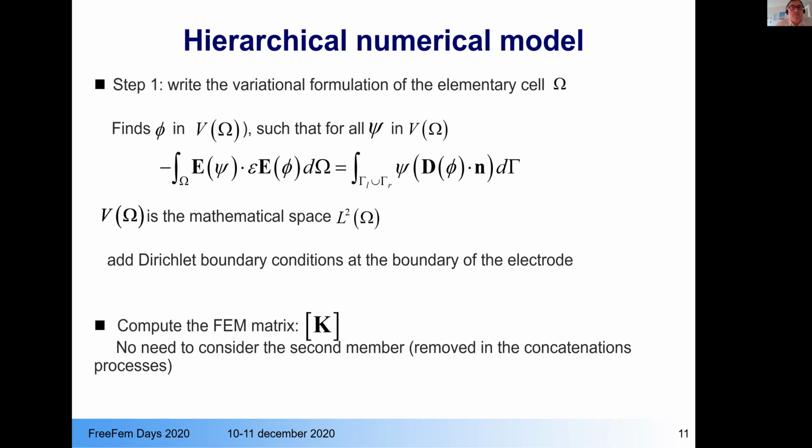So the first step is to write the variational formulation for this elementary cell. You have the domain integral on omega, and you have a border integral with the dielectric displacement at the left and right boundary, plus the Dirichlet boundary condition for the potential of the electrode. So we can show that we only compute the FEM matrix K for the bilinear form, and there is no need to consider the second member because with the concatenation it will be removed. So we just consider the stiffness matrix.